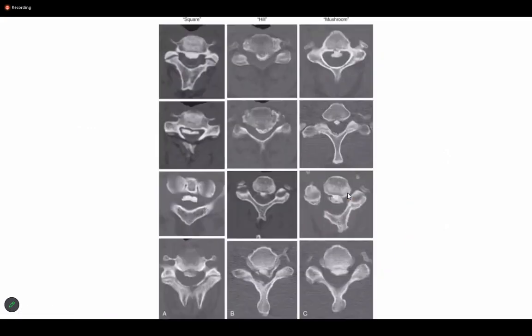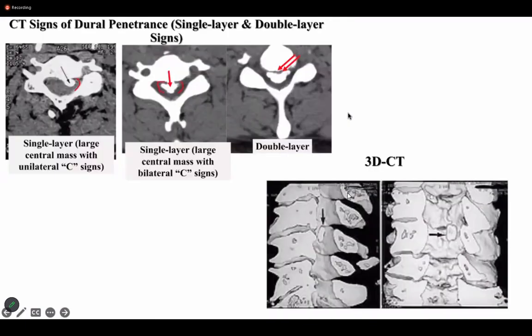Here is a slide. You can see various images. Sometimes you can see a special picture. For this, you can see the C sign in the rest, and you can see the bilateral C sign and double layer sign, and you can reconstruct 3D in the CT scanner.